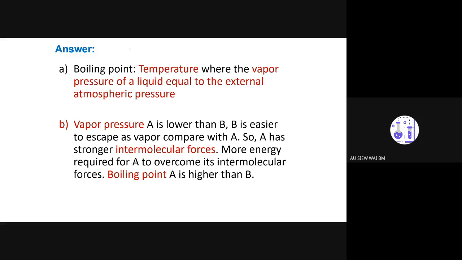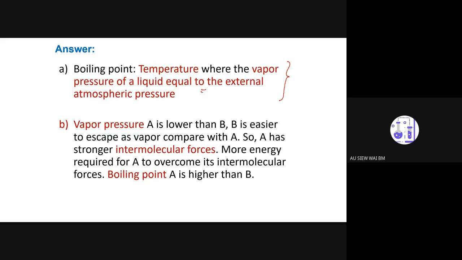Boiling point, what is boiling point? Temperature where the vapor pressure of the liquid equals the external atmospheric pressure. Tolong ingat definition ini. Definition ini sangat penting sebab nanti you nak explain dia, ada banyak explanation, you kena guna yang ini. Nanti I bagi satu example.